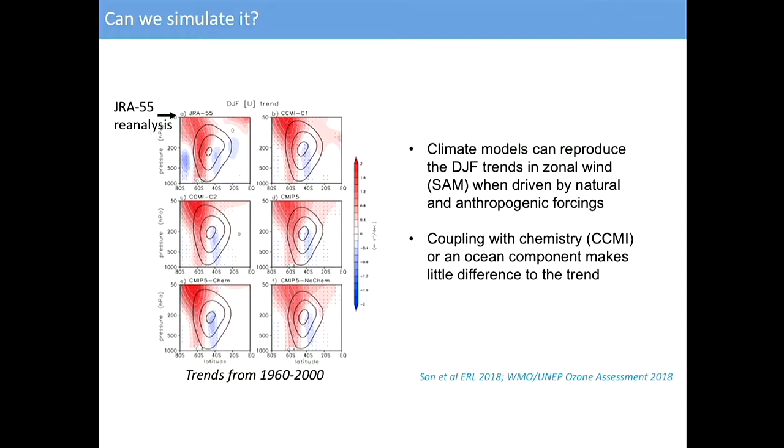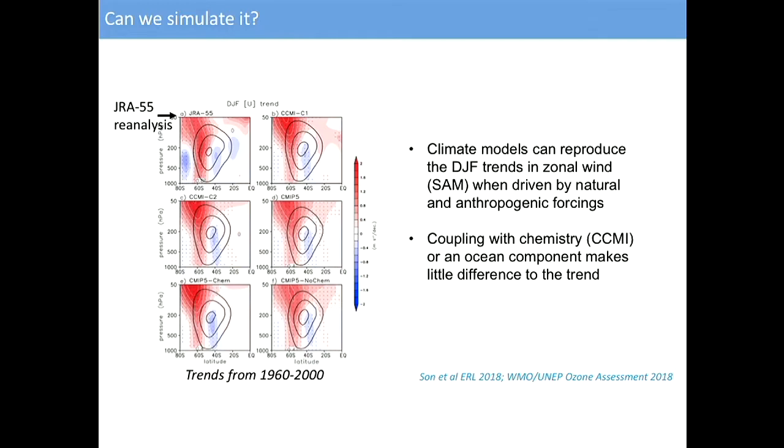And then these are all chemistry climate models and CMIP5 models, so the IPCC type models. This is actually from 1960 to 2000. You can see they all simulate pretty well what the reanalysis suggests has happened. So in terms of the trends, climate models can reproduce these trends if they're driven by the natural and anthropogenic forcings. This paper was trying to see whether, if we have interactive chemistry in the stratosphere so that we really simulate the ozone hole better, or if we have a coupled ocean, we get a better representation of that jet shift? And the conclusion is that it doesn't make any difference.